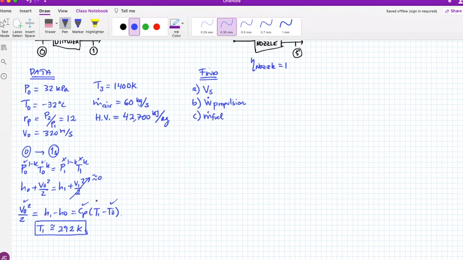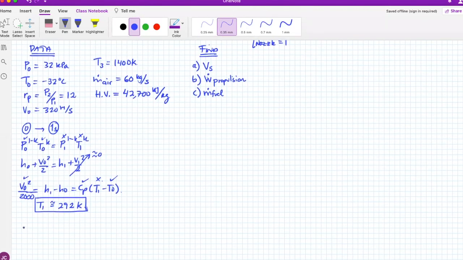Remember that in order to do that, this is your unknown. So remember that you need to do this 2000, right? So remember this unit conversion, because otherwise you cannot compare meters per second squared with these fellas, which is kilojoules per kilogram. So remember this stuff and check that I have this number right. Okay, so I have that number there.